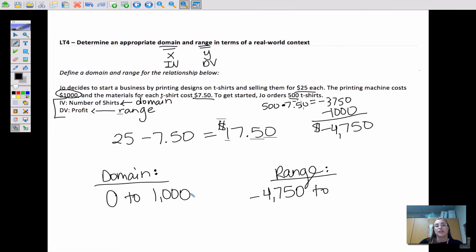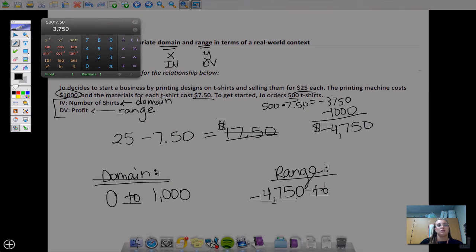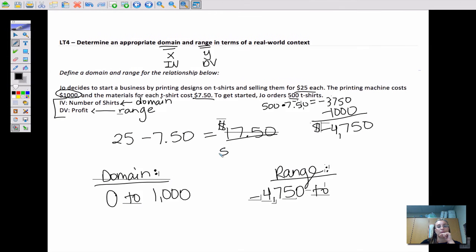Okay, so if he does 1,000 t-shirts, that means he's going to make $17.50 per t-shirt times 1,000. So let's do $17.50 times 1,000. So that would be $17,500 that he would make off of 1,000 t-shirts. Okay, and then from that, I need to take away the $1,000 that he started off with for his materials, so that gives me $16,500. So the range goes all the way up to $16,500.